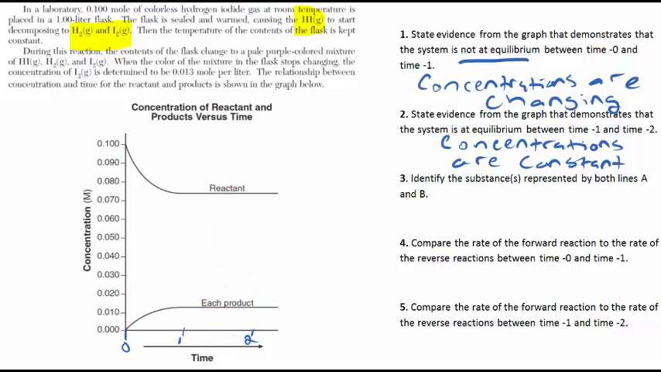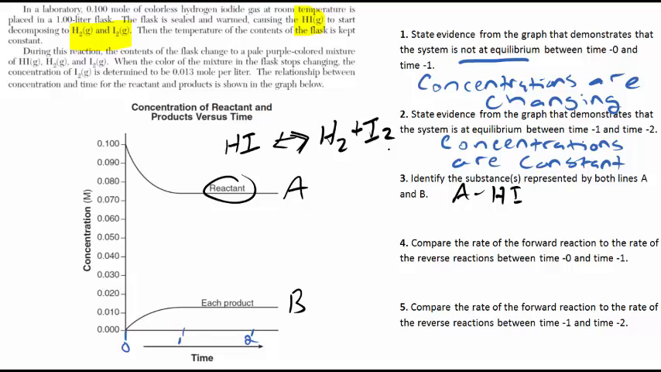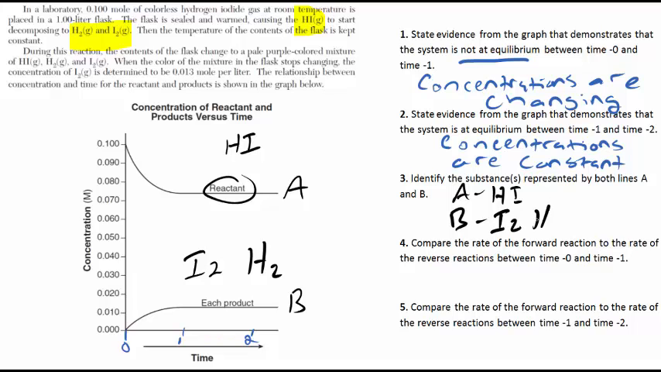All right. Number 3. Identify the substance represented by both lines A and B. Once again, I'm sorry, this is on your worksheet, but it got eliminated from here. A and B, those were the lines. So what substance is A? A is the reactant, and I'd have to come back here to my passage. The flask is sealed and warmed, causing hydrogen iodide to decompose. That means my reactant is the hydrogen iodide, right? So A is hydrogen iodide, which is undergoing a reversible reaction, decomposing into hydrogen and iodine, which means that these guys are my products, right? So that's the hydrogen iodide, and letter B is the iodine, I2, and hydrogen, H2.